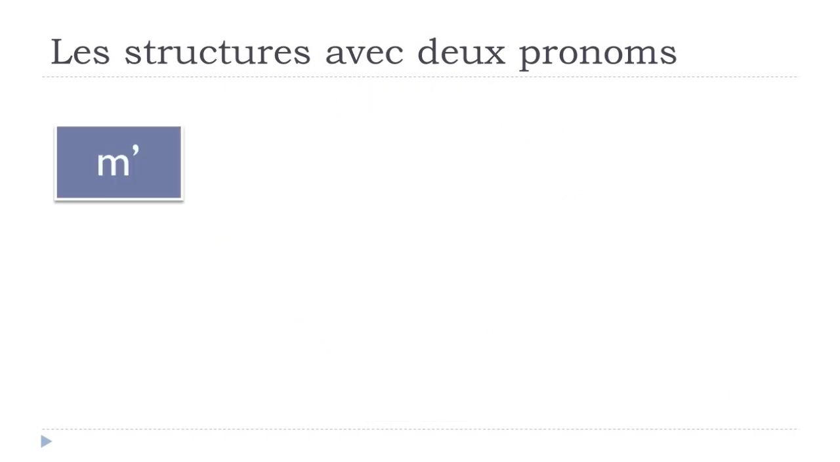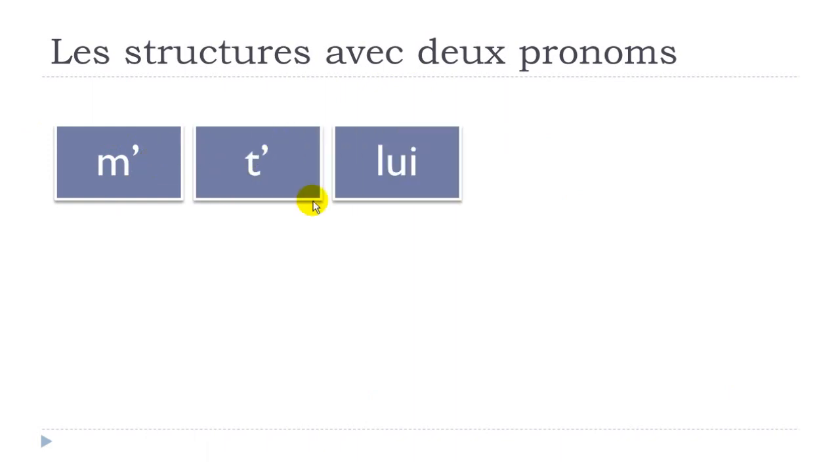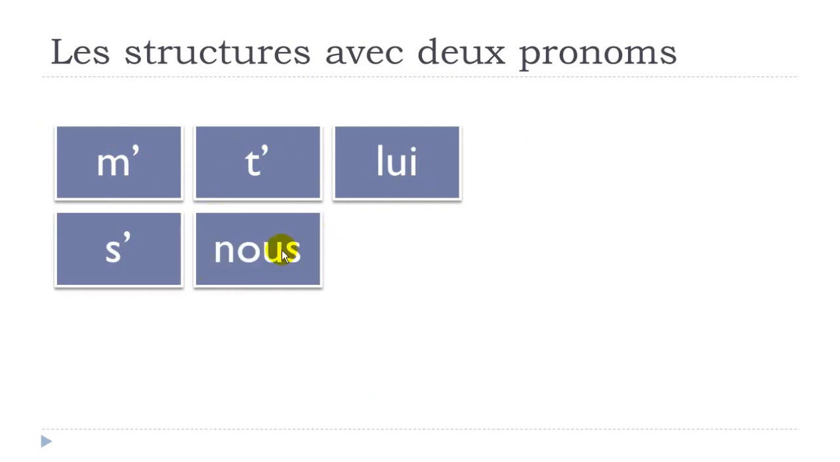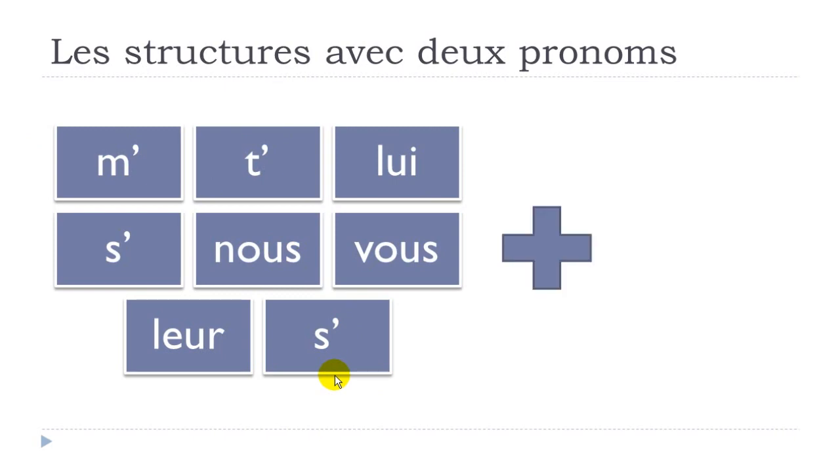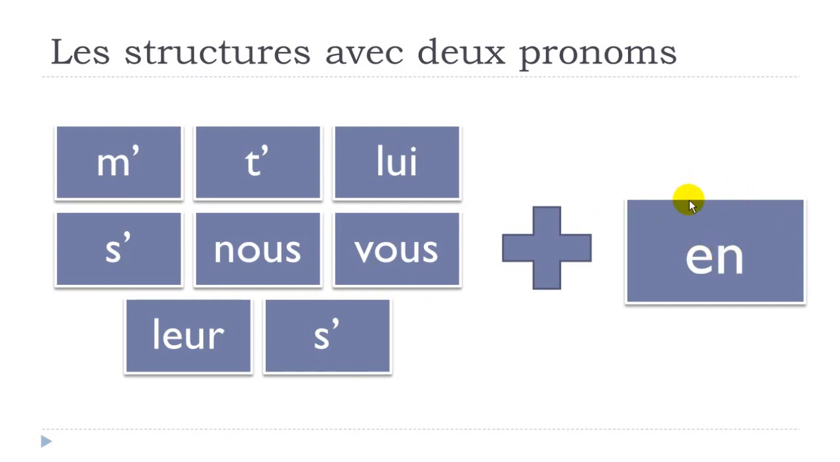So me, or then m apostrophe, te, t apostrophe, or then lui, se, or s apostrophe, nous, vous, leur, and se, or s apostrophe, will be placed before en. So that's the rule. En will come after me or m apostrophe, te or t apostrophe, lui, se or s apostrophe, nous, vous, leur, or se or s apostrophe. So that's the way it will go. So en is coming after.